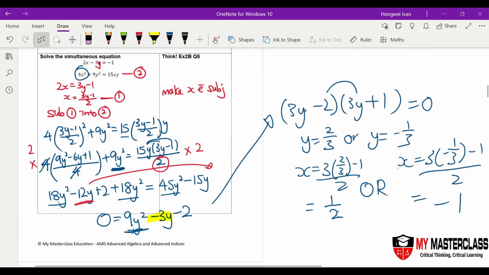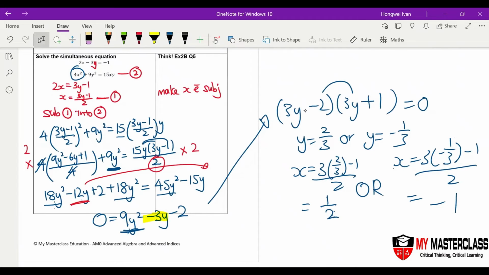If you check two times and you really cannot factorize, then you use the quadratic formula.